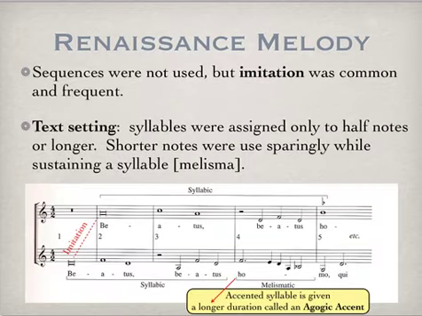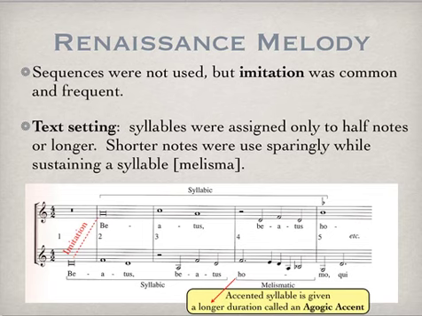Although they didn't use sequences in the Renaissance, they did use imitation quite a bit. They liked it a lot. And the text settings, the text with one syllable per note. When there's more than one note for one syllable, that's called a melisma.